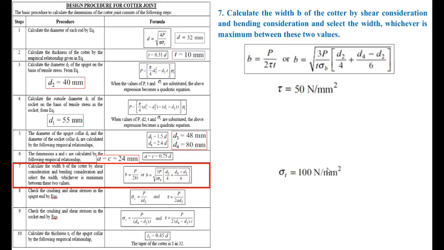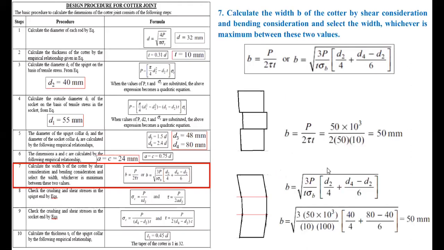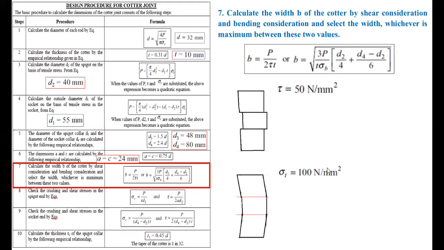In this you have to calculate the width of the quarter joint. First you have to take the shear criteria, and second you have to take the bending criteria. Just calculate both, and whichever is maximum, you have to take that value. Okay, so in this, first we will solve by this value.